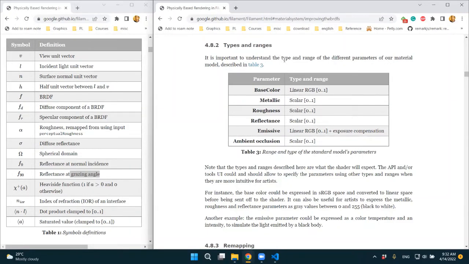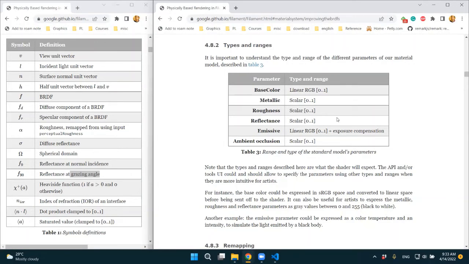Type and range. Basically, what are vectors and what are scalars? Plus a little bit of exposure compensation for the emission. What is that? I think it's going to be down to your implementation, how you compensate for your emissive. Is that going to be like a fourth term? Emissive can be, you multiply all the linear RGB by the exposure compensation, I guess. So that's going to be a vec4 basically, is what you're saying.